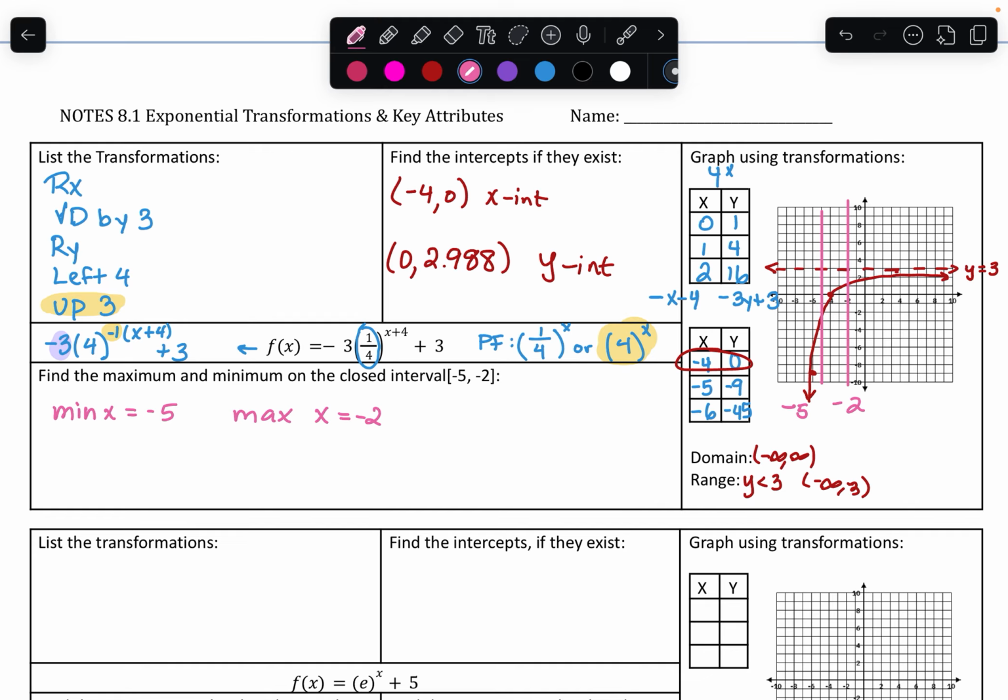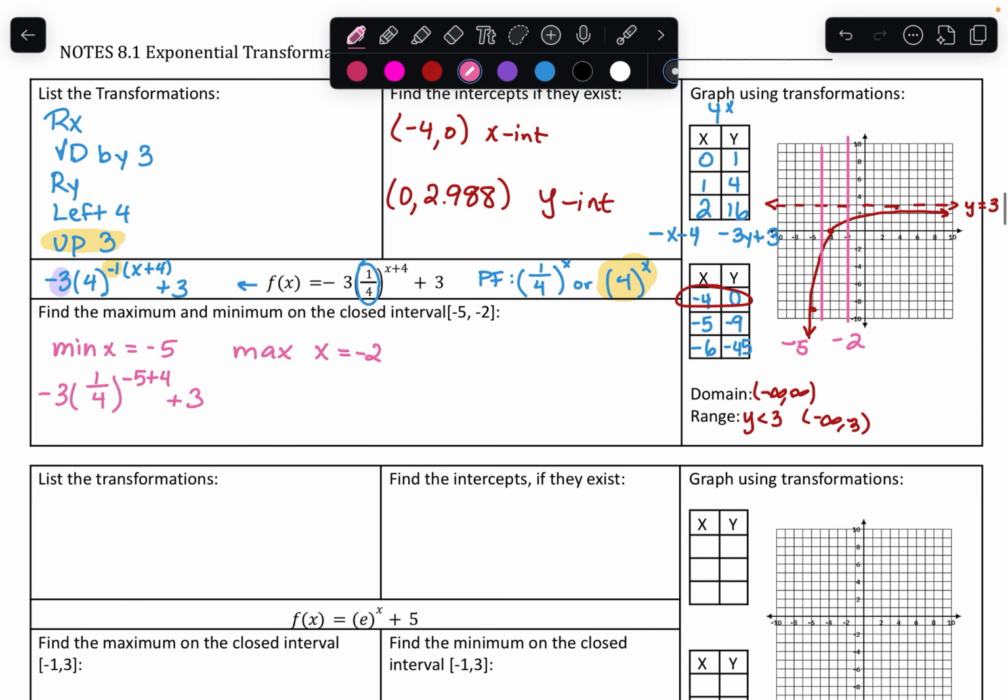Okay, again, we're going to plug these values into our function. We get -3 and then 1/4 to the -5 plus 4 plus 3. We get -3, and then that becomes 1/4 to the -1 plus 3. 1/4 to the -1 is just 4. So we get -3 times 4, which is -12, plus 3, which is -9. We've already calculated that over here. Always good to get practice, though.